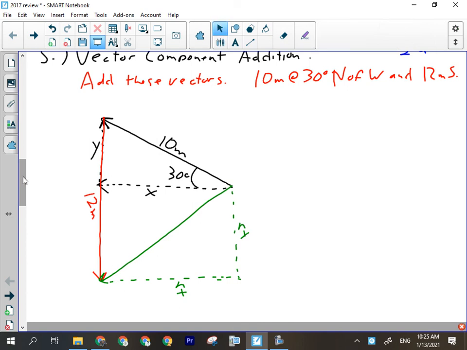Okay. All my lines are pretty straight. I have to stand back and admire that for a minute.